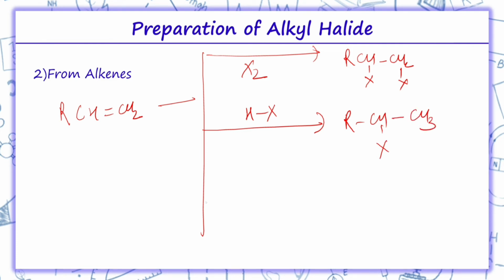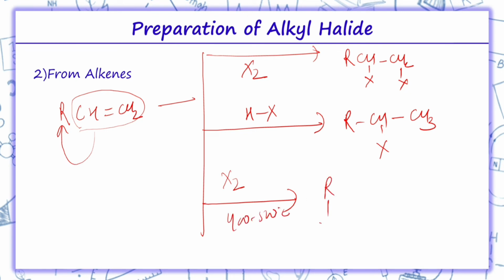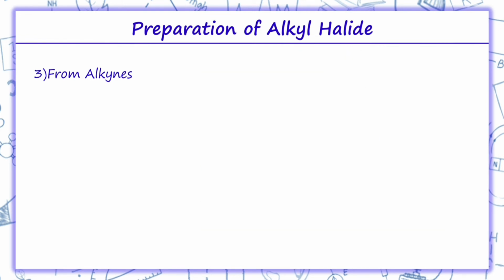Similarly, we can perform alpha halogenation, which is addition of halogens on the alpha carbon. So basically this is the functional group, that is double bonded. So halogen will be added to this carbon at 400 to 500 degrees Celsius. Thus we will get RX CH double bond CH2. So this is how alkyl halides can be prepared from alkenes.